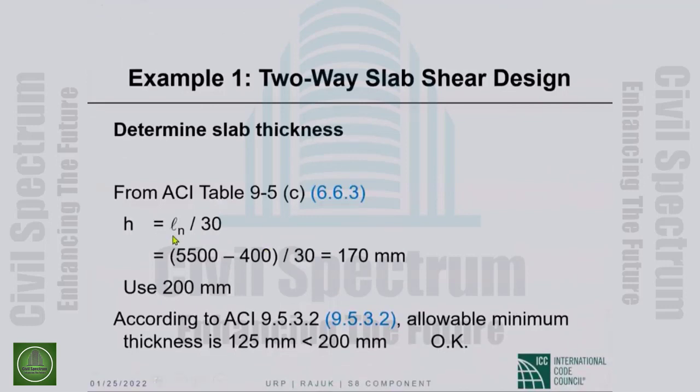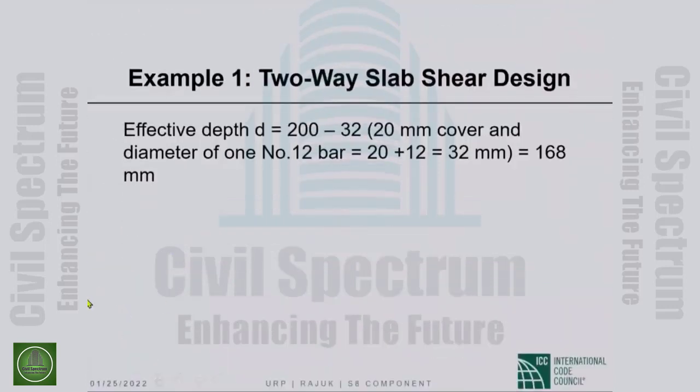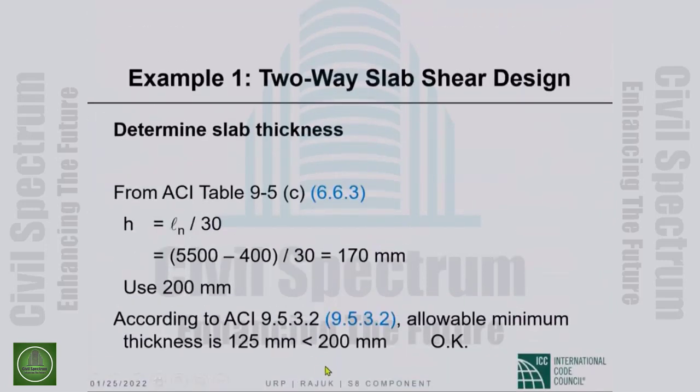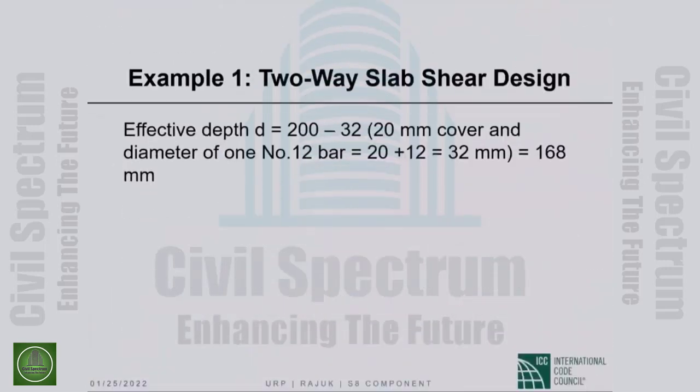The minimum thickness from table 9.5C comes to clear span divided by 30, clear span in the long direction, which is 5500 minus 400. And that gives us 170 millimeters. We used 200 millimeter slab thickness. The absolute minimum thickness required by 318 is 125 millimeters, that obviously we did not violate. The effective depth for 200 millimeter total thickness is 168 millimeters.